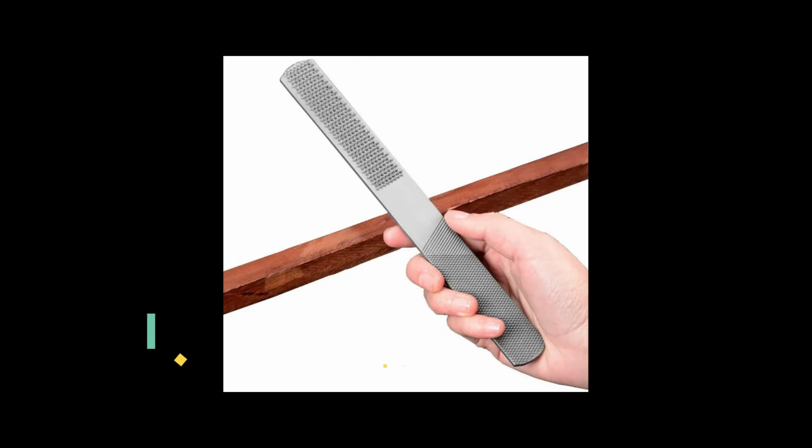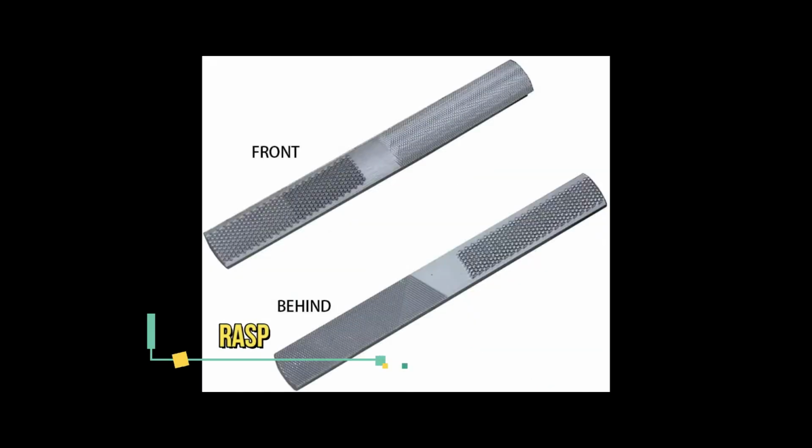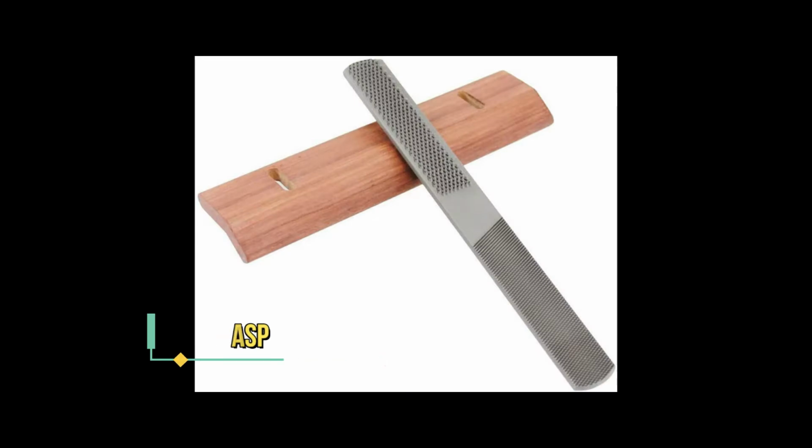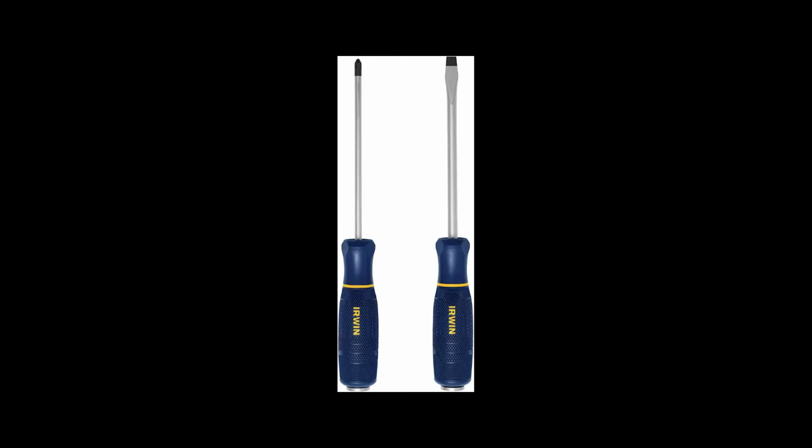The next one is rasp. A rasp is also known as a wood file. It has sharp cutting teeth on its surface and is used for shaping and cleaning up curved surfaces, corners, etc.